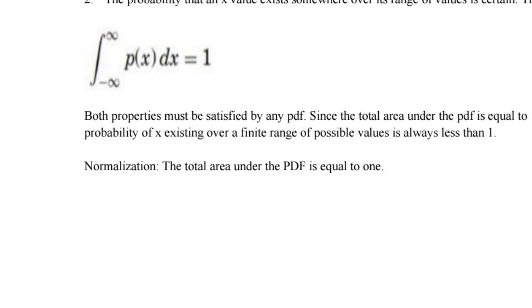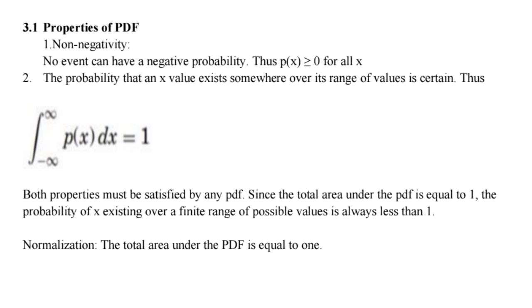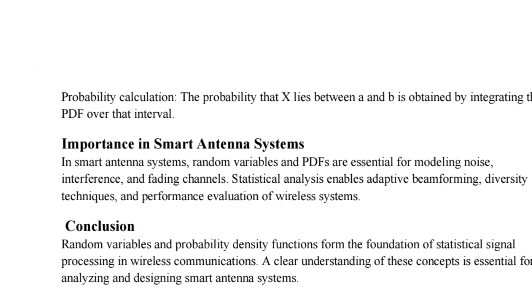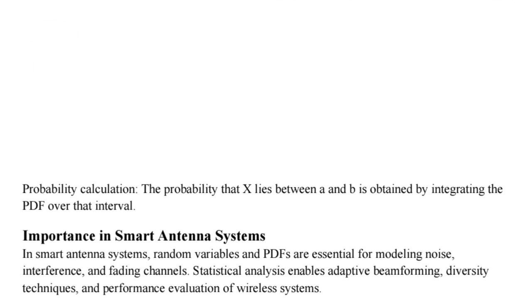Another important factor is normalization. It is a very important property of the PDF: the total area under the PDF is equal to 1. Now see here the probability calculation. The probability that x lies between a and b is obtained by integrating the PDF over the interval.